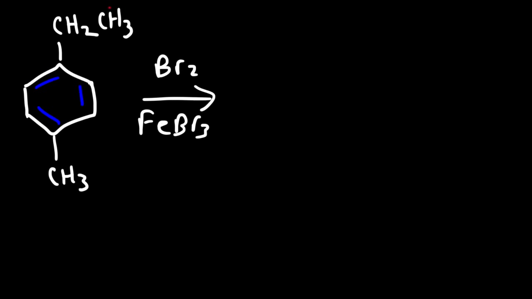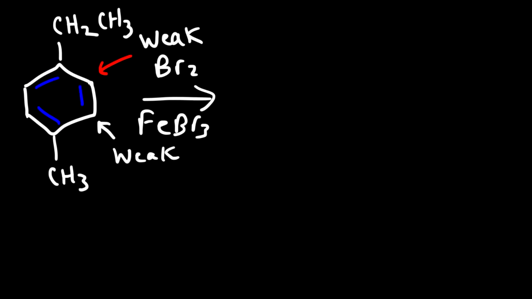It's important to understand that both groups are alkyl groups. They're both ortho para directing. And so the ethyl group wants the bromine atom to go in the ortho position, and the methyl group wants the bromine atom to go in the ortho position with respect to itself. Keep in mind, ortho is 1,2, meta is 1,3, para is 1,4. So what's going to happen? Well, alkyl groups are weakly activating. So both of these groups are weak.